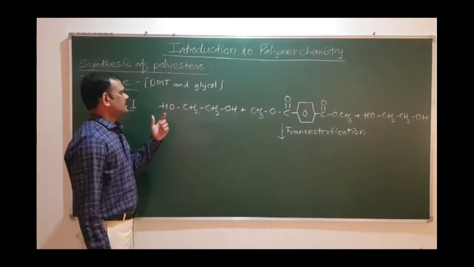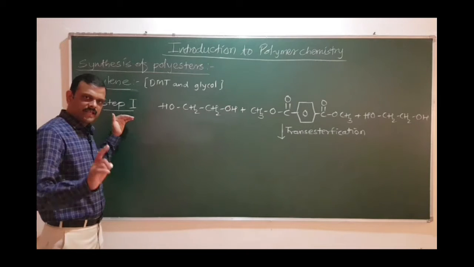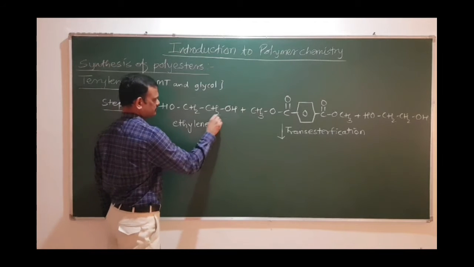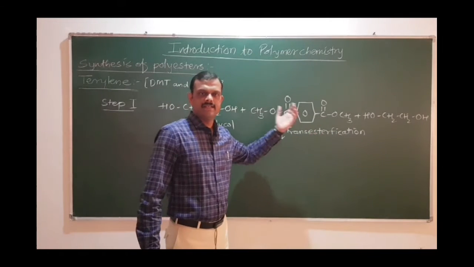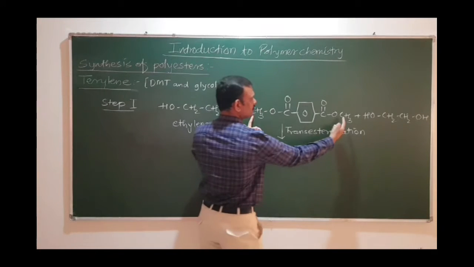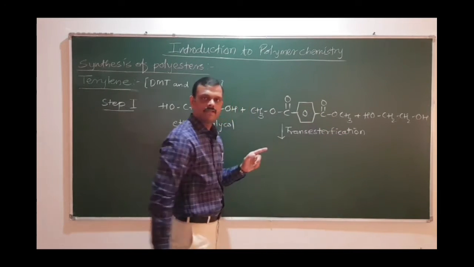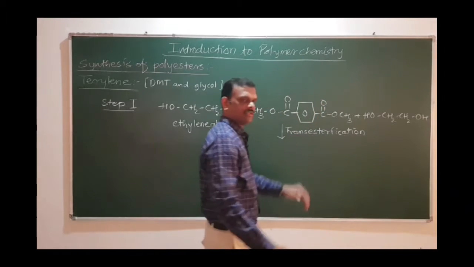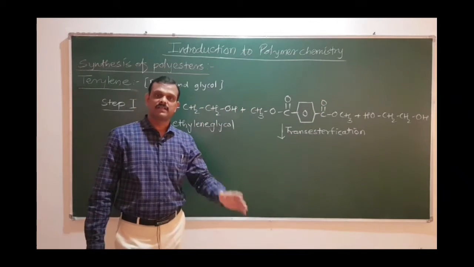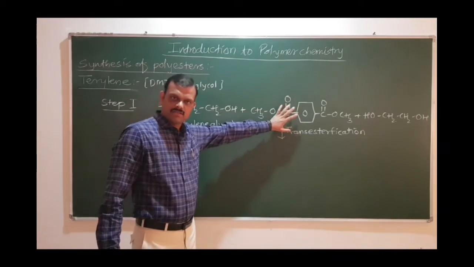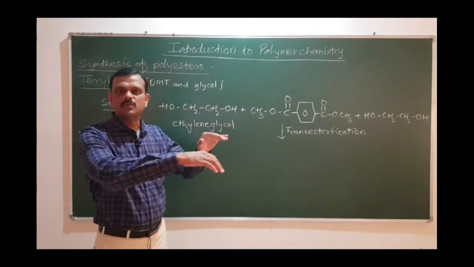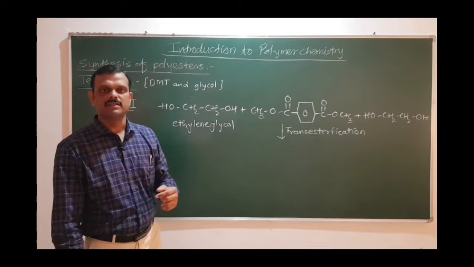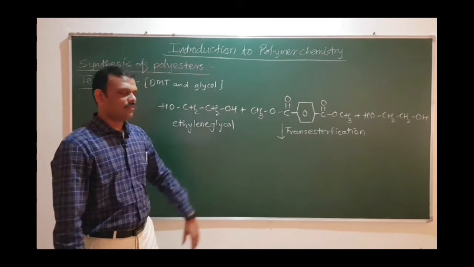Now this synthesis is carried out in two steps. Step first is this ethylene glycol, and this one is DMT, that is dimethyl terephthalate, with two methyl groups, and this one is an ester of terephthalic acid, plus another molecule of ethylene glycol. In this reaction, what happens? Trans-esterification takes place. That means initially this one is an ester and the product formed is also a new ester. That means conversion of one ester into another ester. Therefore, it is called trans-esterification.